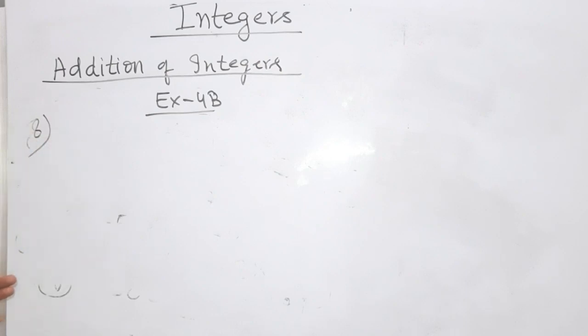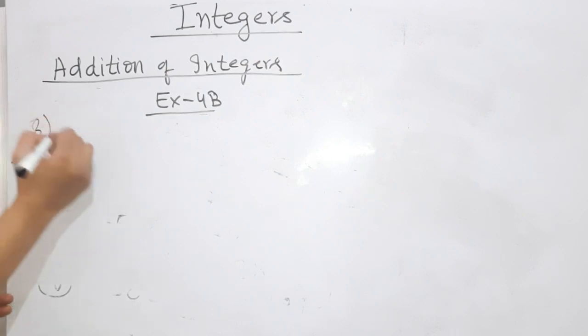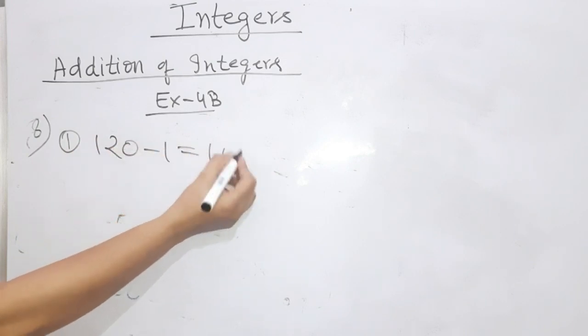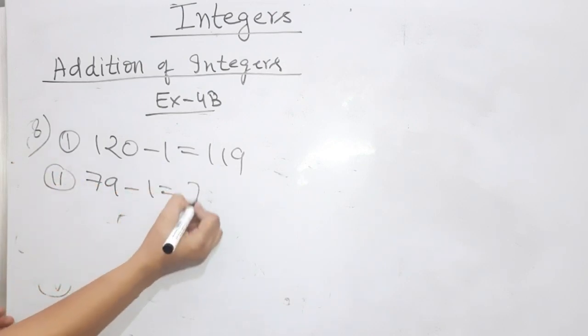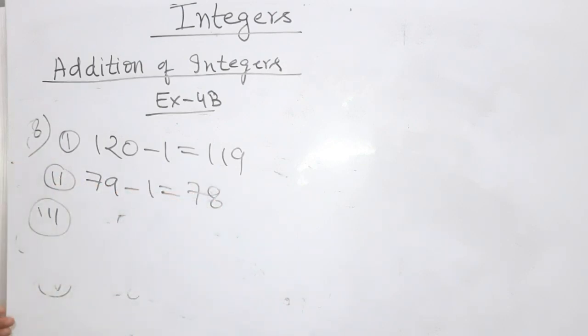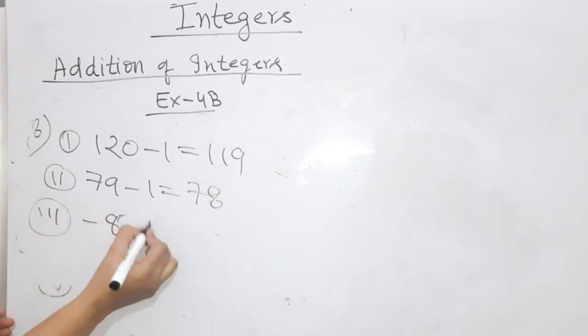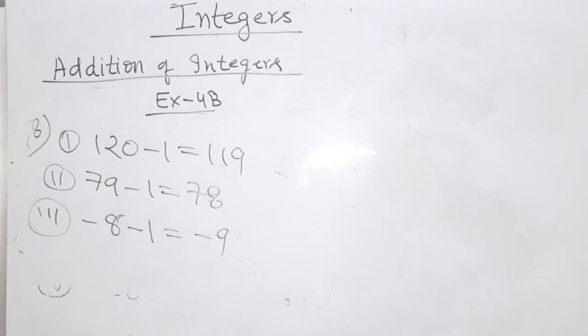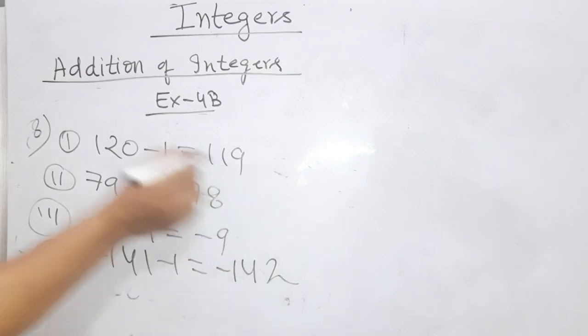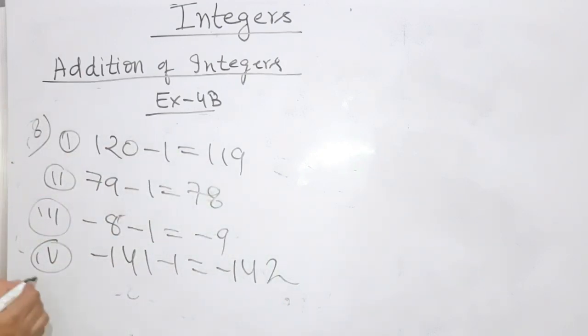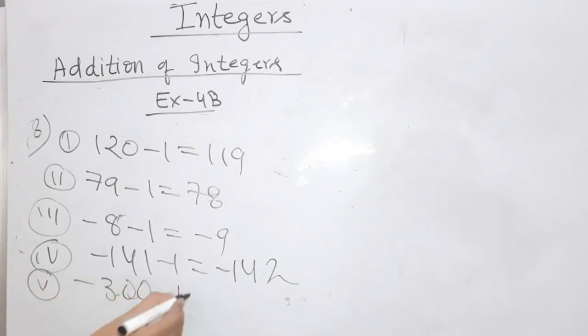Coming to question number 8. Write the predecessor of each of the following. First option is 120. So minus 1, the predecessor will be 119. Now coming to the second option, 79 minus 1, it will be 78. Coming to the third option, minus 8 minus 1, so it will be minus 9 because minus minus plus and sign किसकी लगती है? नेगेटिव लगती है. Now coming to the fourth option, minus 141 minus 1, so it will be minus 142. Coming to the fifth option, minus 300 minus 1, so the predecessor will be minus 301.